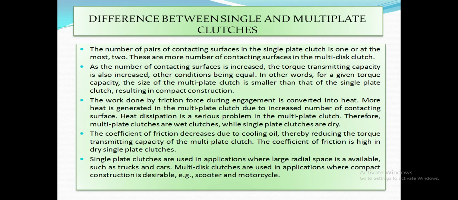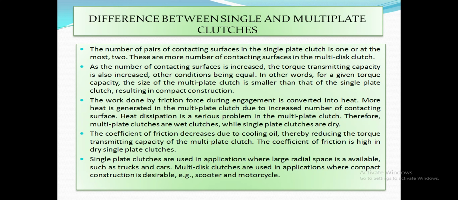What are the basic differences between single and multiplate clutches? The number of pairs of contacting surfaces in the single plate clutch is 1 or at the most 2. There are more contacting surfaces in the multi-disc clutch. As the number of contacting surfaces is increased, the torque transmitting capacity is also increased, other conditions being equal. In other words, for a given torque capacity, the size of the multiplate clutch is smaller than that of the single plate clutch, resulting in compact construction.